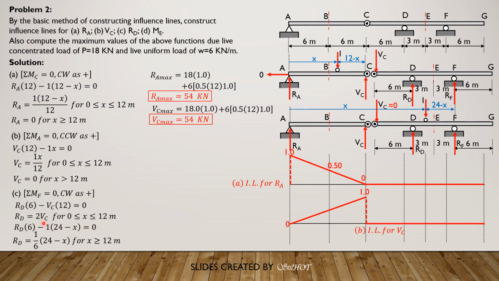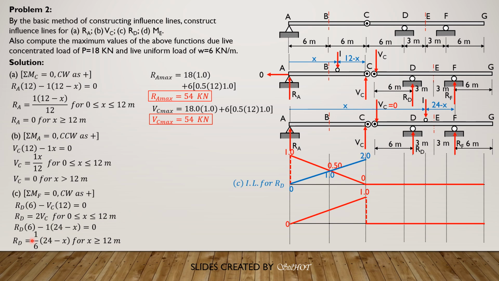Now let's plot. So we have two formulas to plot. First is RD is 2 times V sub C. This is V sub C. So we have the influence line for R sub D. So 2 times V sub C, 2 times 0 is 0 here. 2 times V sub C, so this is 0.5. So 2 times 0.5, it is 1 here for RD. And when X is 12, 2 times 1 is 2. So 0, 1, and then 2.